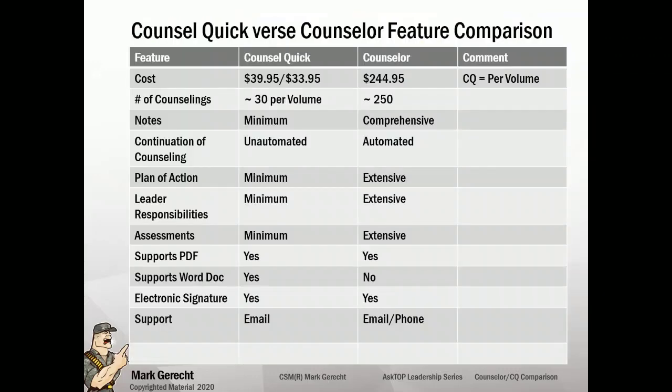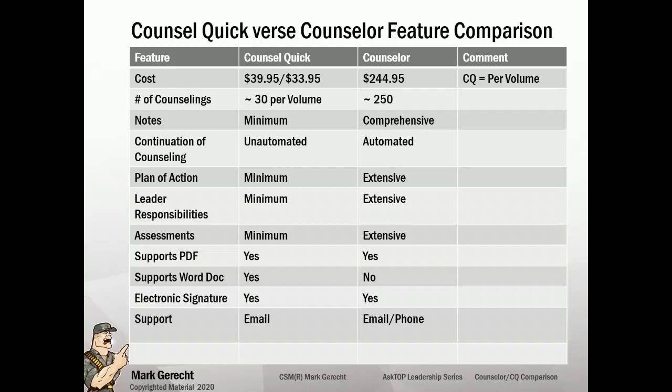So cost is a big consideration. It's about $40 per volume of Counsel Quick, so $120 for all 3 volumes, $245 for Counselor. About 30 counselings per volume in Counsel Quick, 250 roughly in Counselor. You have a minimum notes capability in Counsel Quick and a comprehensive one in Counselor. Continuation of counseling is unautomated in Counsel Quick and automated in Counselor.